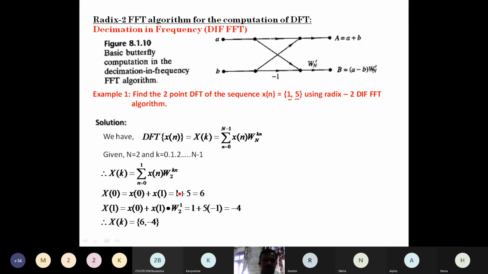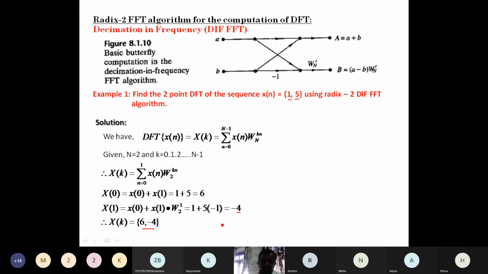Let me calculate the other DFT element, capital X of 1, which is x of 0 plus x of 1 into W2 to the power k, where k is 1 and n is 1. Therefore it is W2 to the power 1, which is minus 1. So 1 plus 5 into minus 1, the answer is minus 4. Therefore, according to the mathematical step, the DFT of x of n, that is X of k, has the values 6, comma, minus 4.